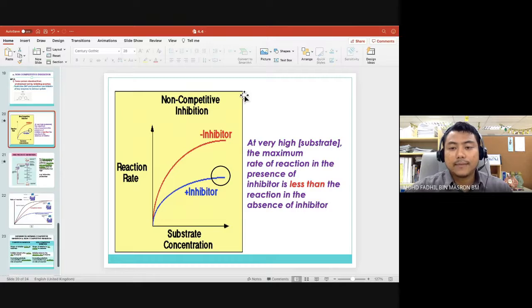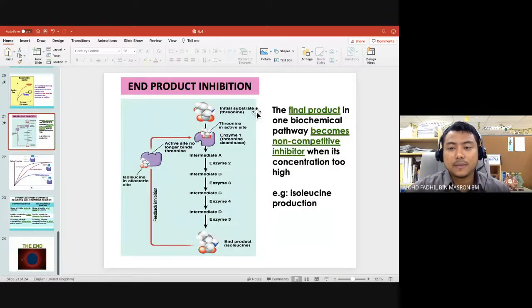So look here, at very high concentration of substrate, the maximum rate of reaction in the presence of inhibitor is less than the reaction in the absence of inhibitor. Maknanya dia akan sangat jauh. Okay. End product inhibition. The final product in one biochemical pathway becomes a non-competitive inhibitor when its concentration is too high. So yang ni maksudnya nak cakap guys lah, final product ni of one biochemical pathway akan become non-competitive inhibitor bila concentrationnya terlalu tinggi.